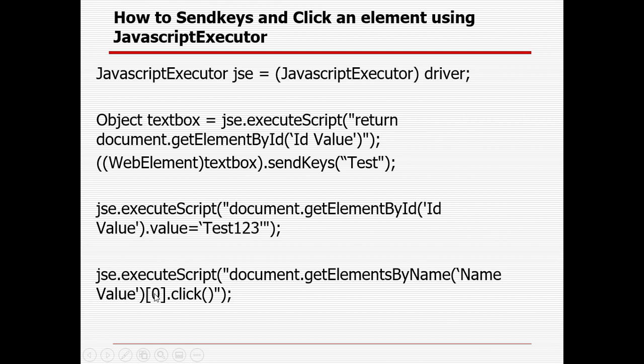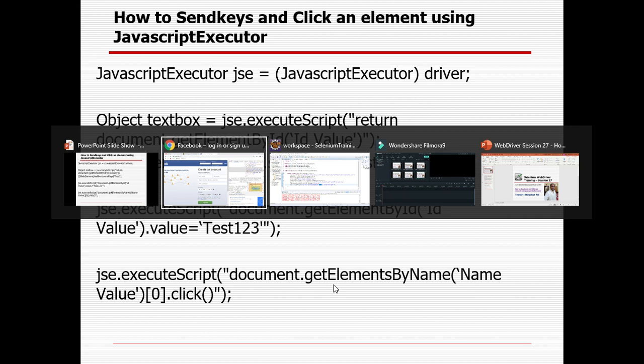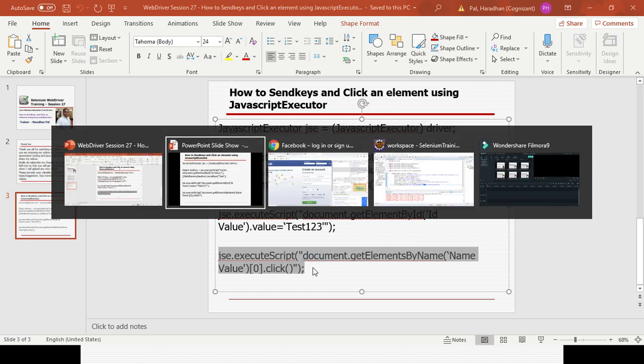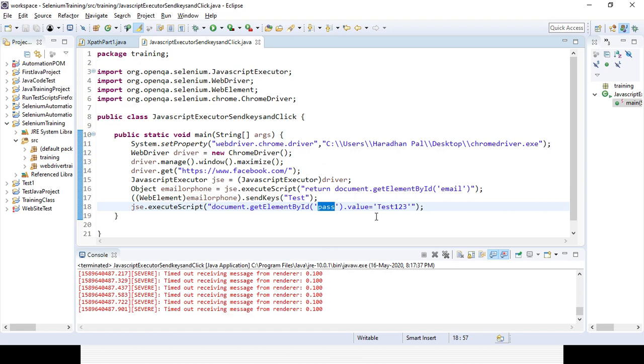In case multiple elements are visible with the name, you need to give the 0 index and then click. Okay, so simply I will copy this code for name. I want to click on the sign up button using name.